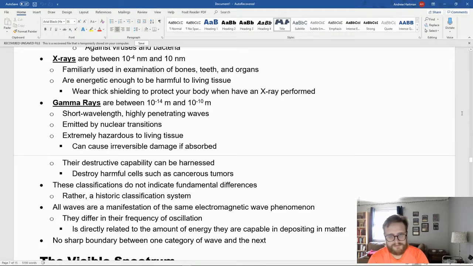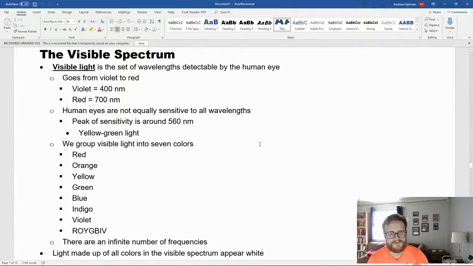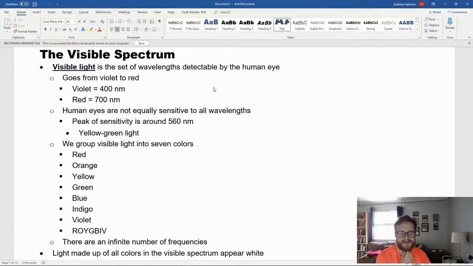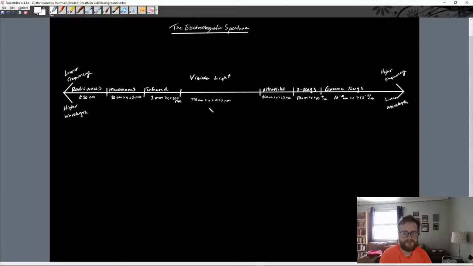Okay, now let's get into that middle section that we didn't get into yet, which is the visible spectrum. Visible light is the set of wavelengths detectable by the human eye, and it goes from violet to red, with violet at 400 nanometers and red at 700 nanometers. So the longest wavelength of light is red. The lowest frequency of light is red, whereas the highest frequency is violet, and the shortest wavelength is violet.